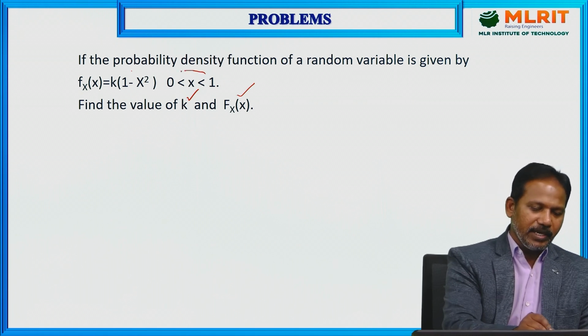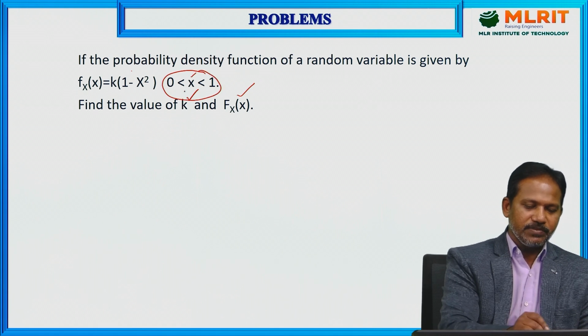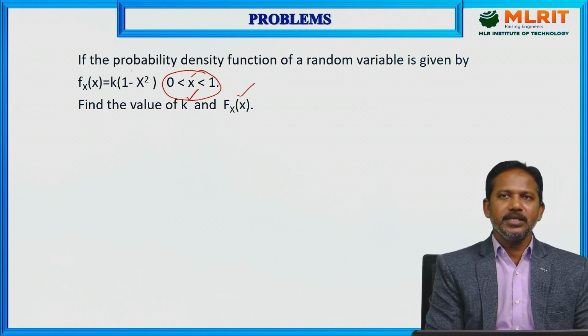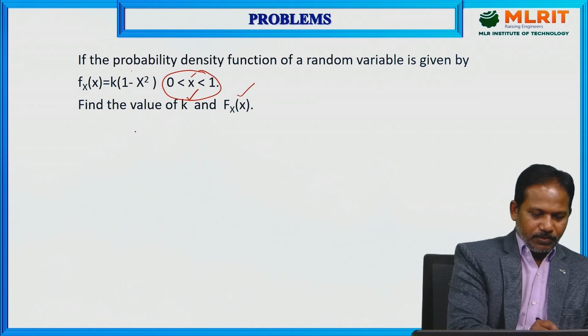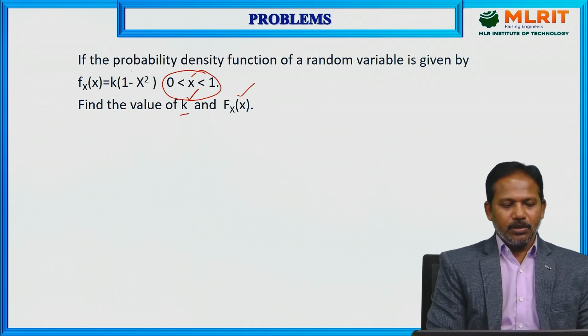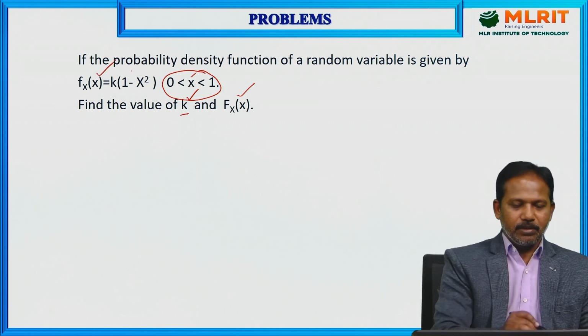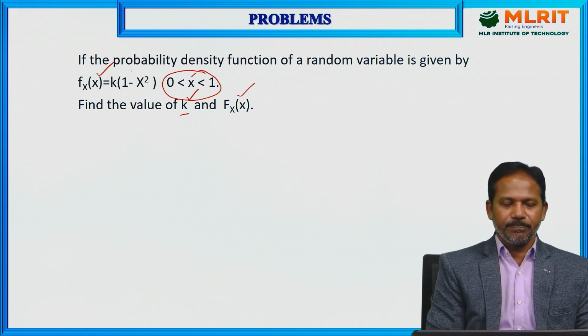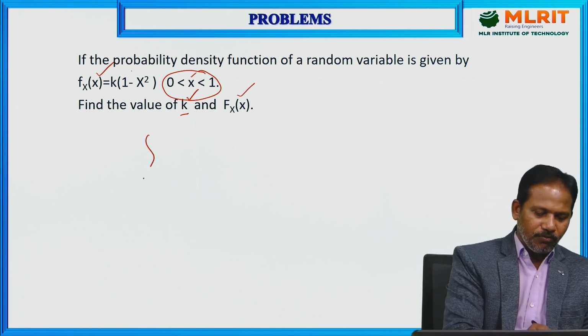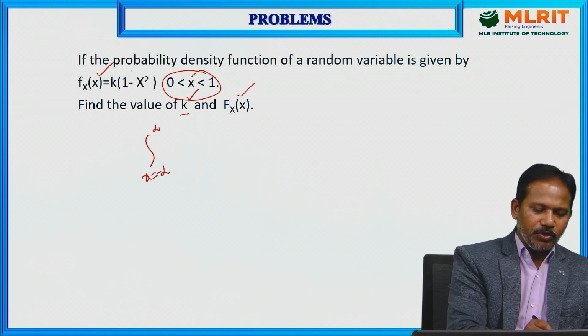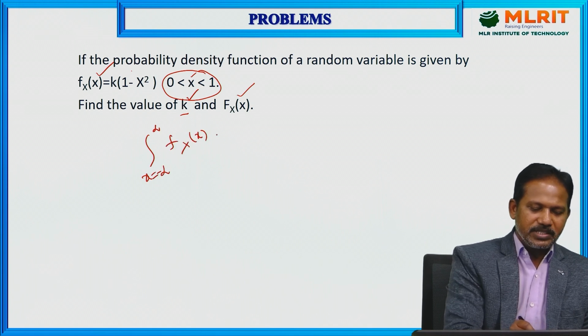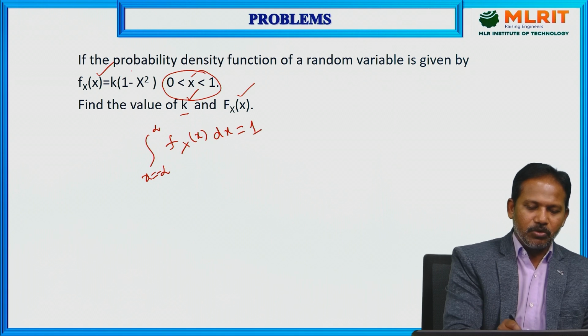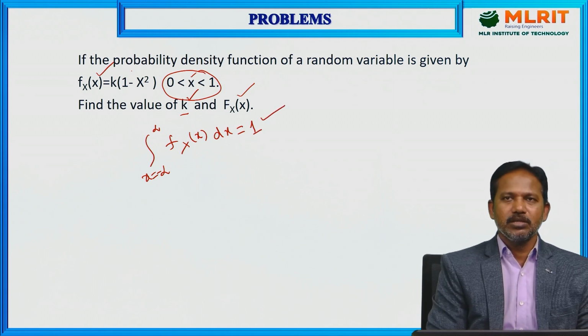See here, the range is given. My random variable is varying between 0 to 1. Range is given. So now how to find the k value? Density function is given, range is given. To find the k value, or constant value, we need to use the property that the area under the density function is equal to 1. That is, integral from x equal to minus infinity to plus infinity of fx of x dx must be equal to 1. This is the property to find the constant value.